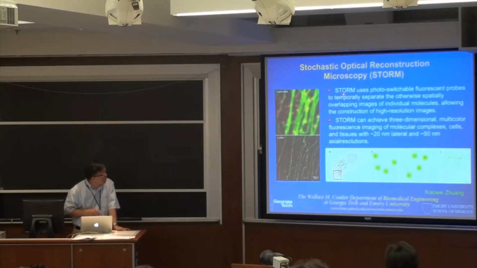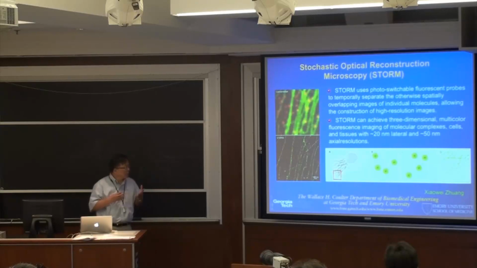So STORM actually uses photo-switchable fluorescent probes, such as Cy3, Cy5. Essentially, it temporally separates the otherwise spatially overlapping images of individual molecules. Then from that, you construct the images to reach higher resolution.